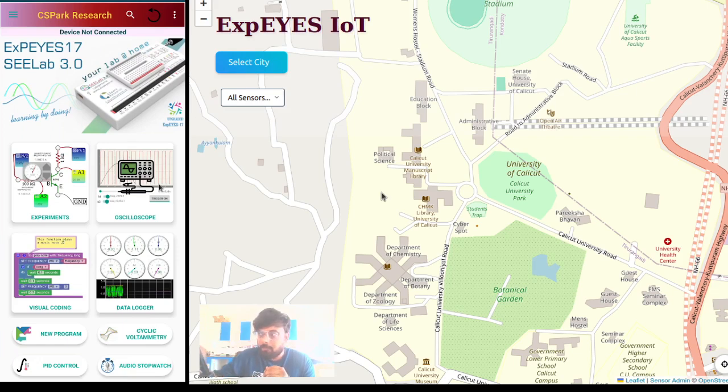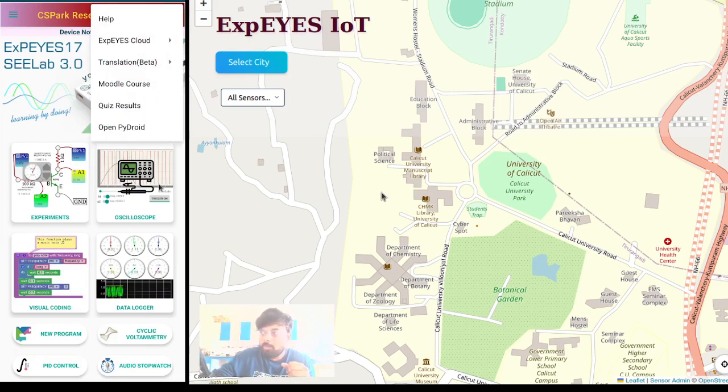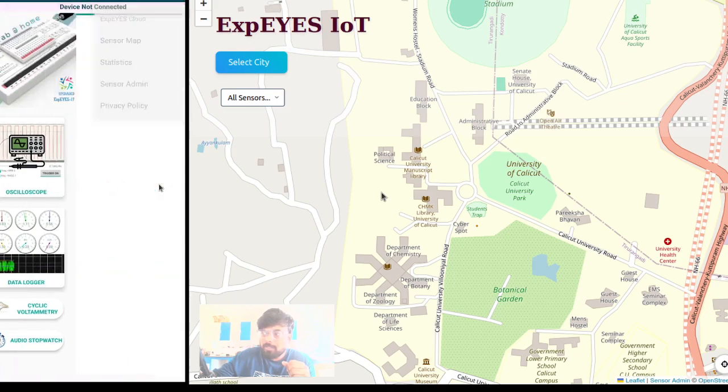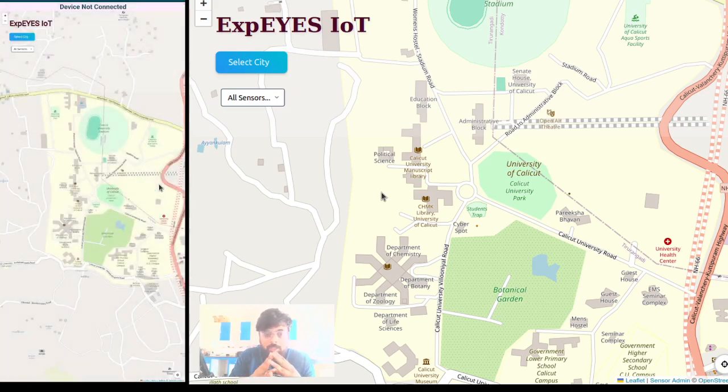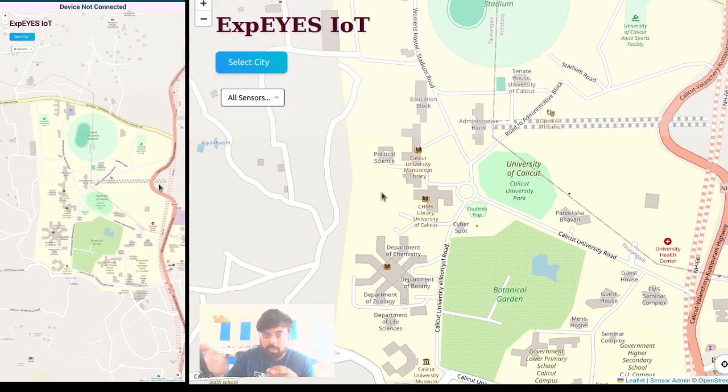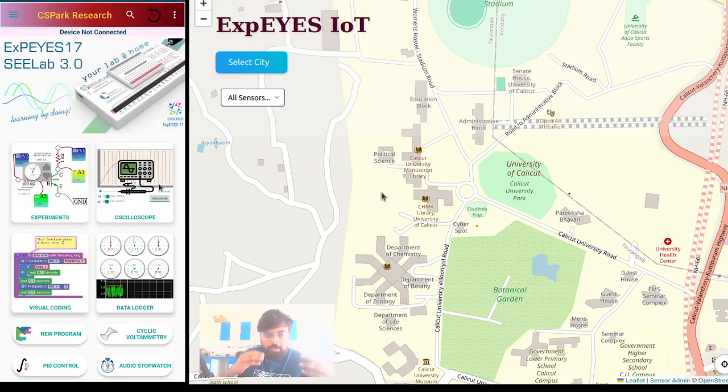Here, first of all, to access the map that you see here, go to the top right menu, XPICE Cloud and Sensor Map. This map is where all your users who are transmitting geotagged sensor data will be shown. Right now I've just deleted all users for this demo. Now, how do you transmit information?